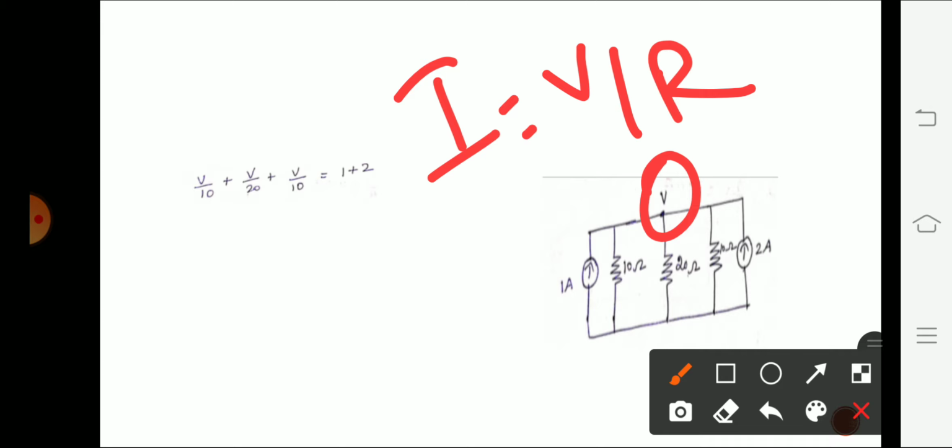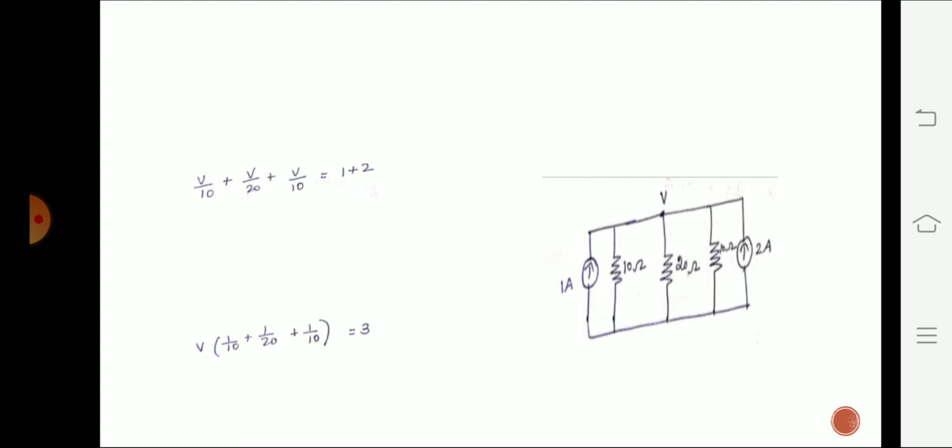This voltage is common for the 10 ohm, 20 ohm and the 10 volt, 10 ohm branch. So we write the equation: (V by 10) plus (V by 20) plus (V by 10) equal to the current values. Here both arrow symbols are upwards, so we add the current values. To solve the equation, we get the V value. V is equal to 12 volts.